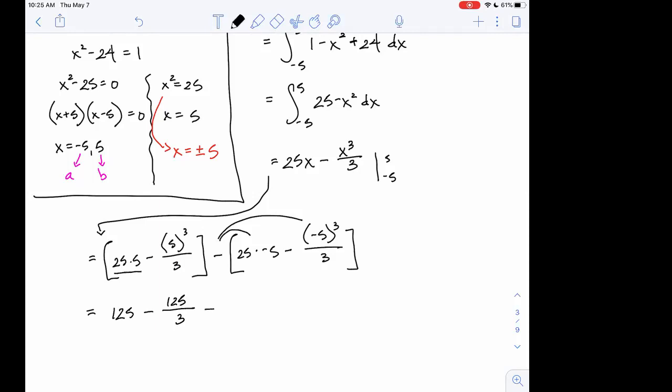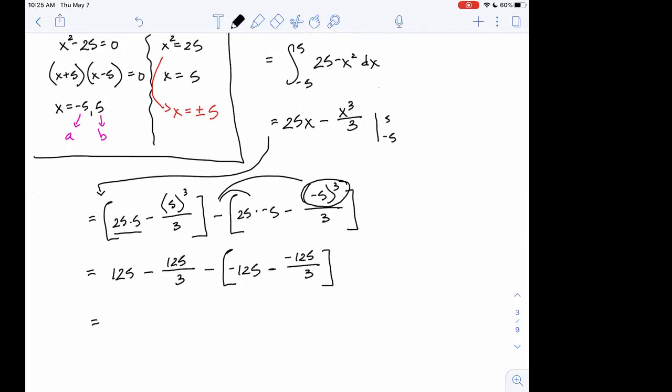So minus 25 times -5 is -125, minus, is this going to be positive 125 or negative 125? Negative. Yeah, it's going to be negative 125 over 3. Okay, so now let's distribute our signs. So I've got 125 minus 125 over 3 plus 125 minus 125 over 3.